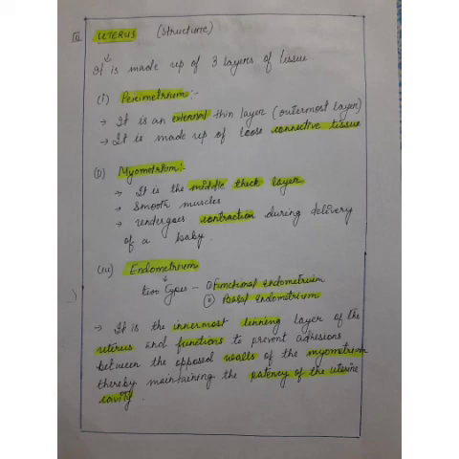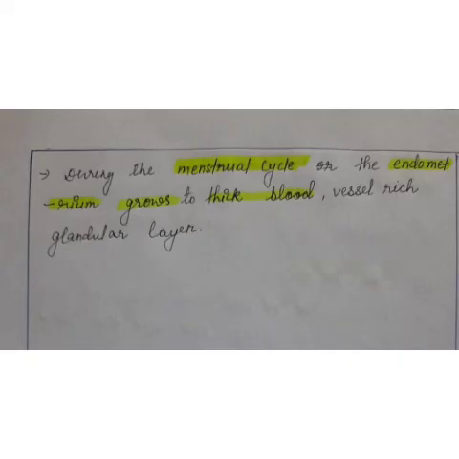The endometrium is of two types, functional and basal, and it is the innermost lining layer of the uterus. Its function is to prevent adhesion between the opposed walls of the myometrium, thereby maintaining the patency of the uterine cavity. During the menstrual cycle, the endometrium grows thick with blood vessels reaching the glandular layer, which is shed from the female's body during puberty, in the form of blood.